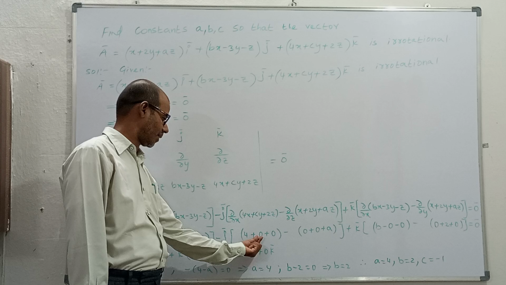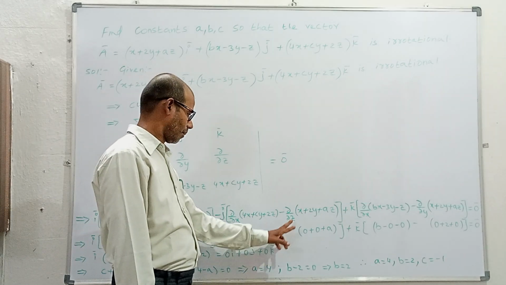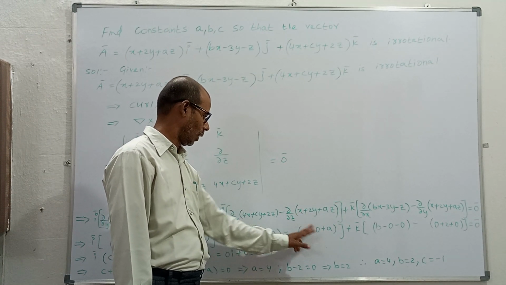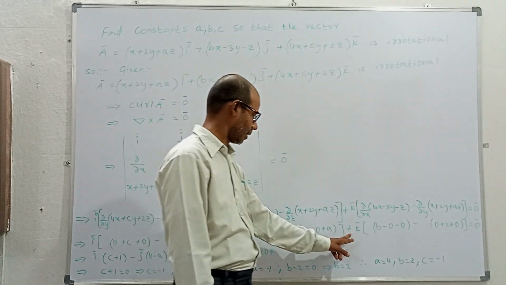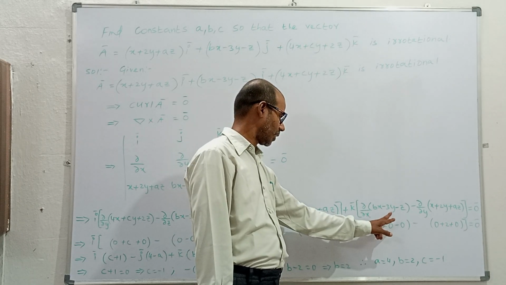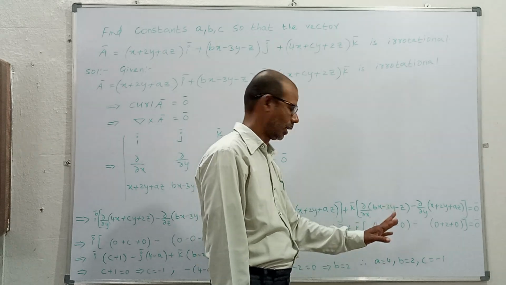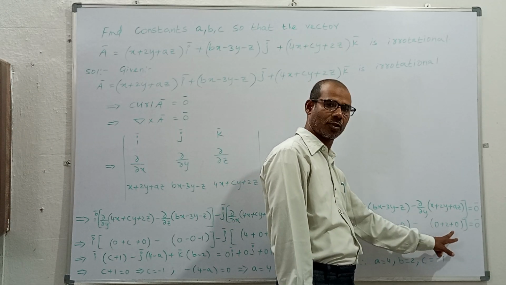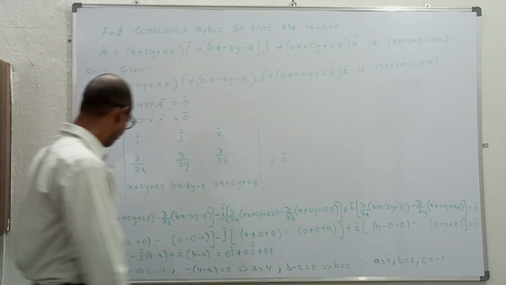So minus j bar into the partial derivative of 4x with respect to x is 4, of cy with respect to x is 0, of 2z with respect to x is also 0. Minus the partial derivative of x with respect to z is 0, of 2y with respect to z is 0, of az with respect to z is a. Plus k bar into the partial derivative of bx with respect to x is b, of minus 3y with respect to x is 0, of minus z with respect to x is 0, minus the partial derivative of x with respect to y is 0, of 2y with respect to y is 2, of az with respect to y is 0, equals 0 bar.